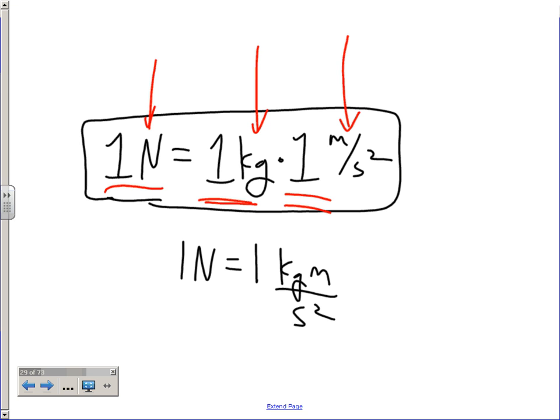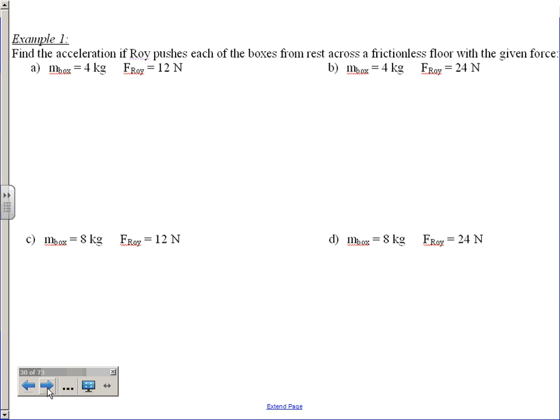Okay, so now moving on to the next example. It says find the acceleration if Roy pushes each of the boxes from rest across a frictionless floor with a given force. So I'm going to do each of these examples in a different color. So here we go. First example says you've got a 4 kilogram box. From now on, I'm going to write the mass of the box inside it. So there's your mass. This one we've got Roy pushing it forwards with 12 newtons.